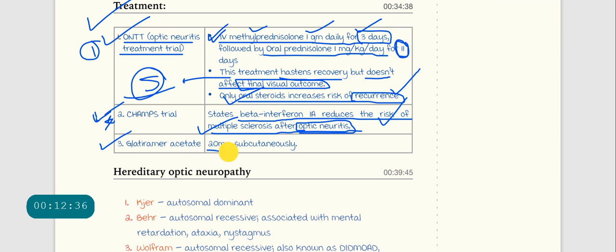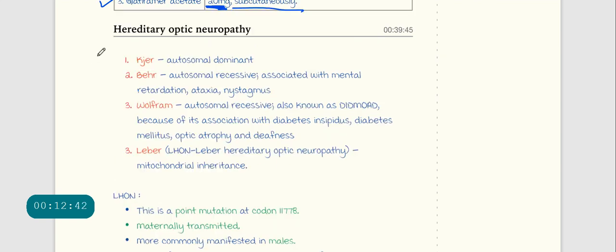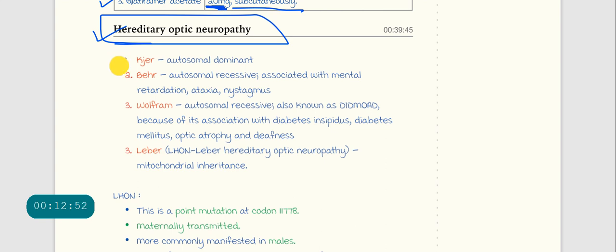What is hereditary optic neuritis? There are 3 to 4 conditions you can see here: Gaucher, which is autosomal dominant, Behr, Wolfram, and Leber. Behr is an autosomal recessive condition and it is associated with mental retardation, ataxia, and nystagmus.